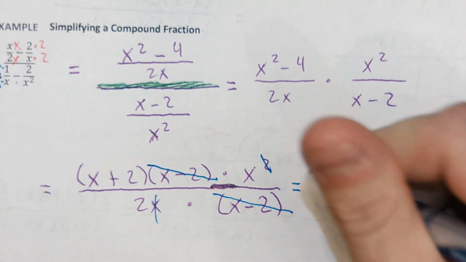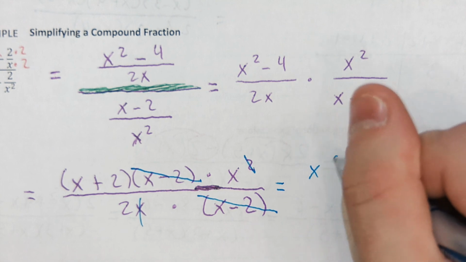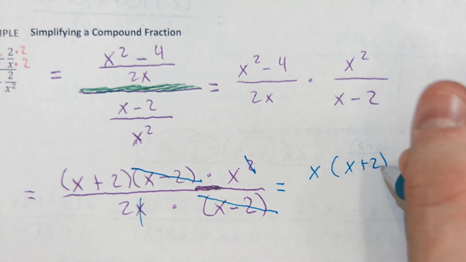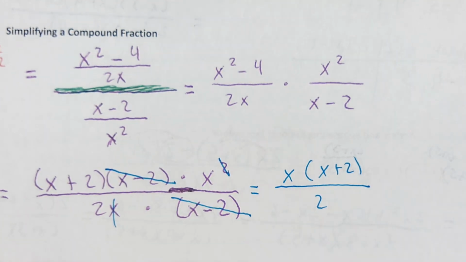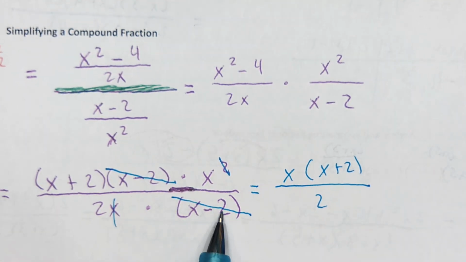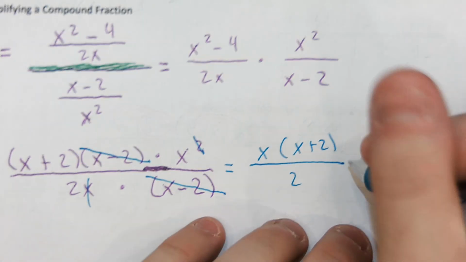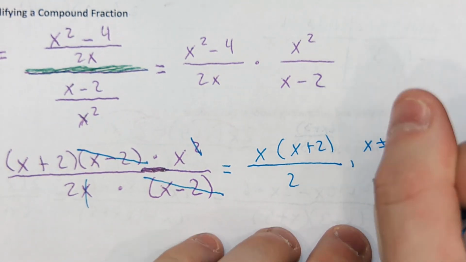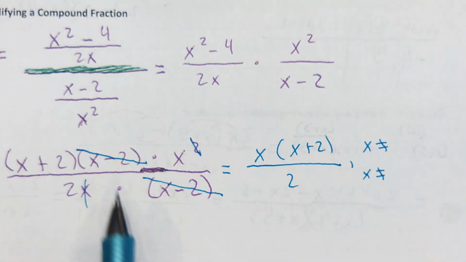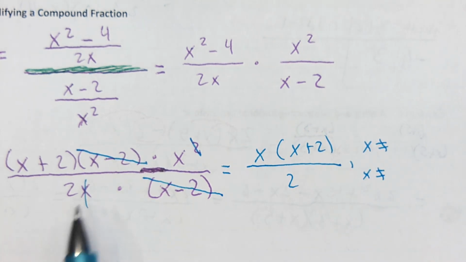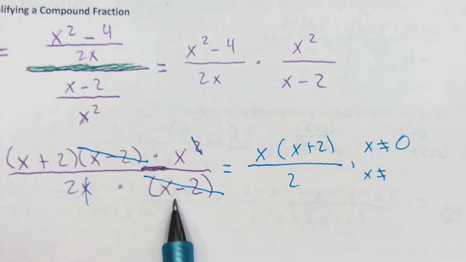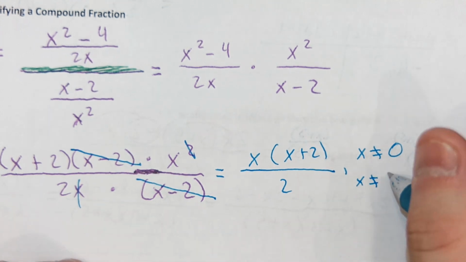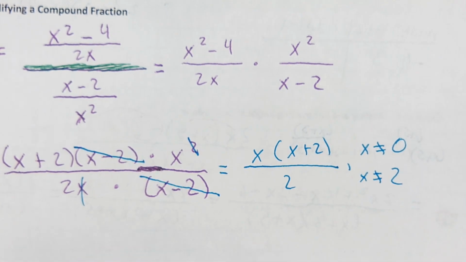The final result is x times x plus 2 divided by 2. And you took two different x's off the bottom of this fraction, which means you have to mention two different numbers that x is not allowed to be. For this one, the only thing that would have made 2 times x equal 0 was if x was 0. And for this one, the only thing that would have made x minus 2 equal 0 is if x was 2. And there you have it, compound fractions.